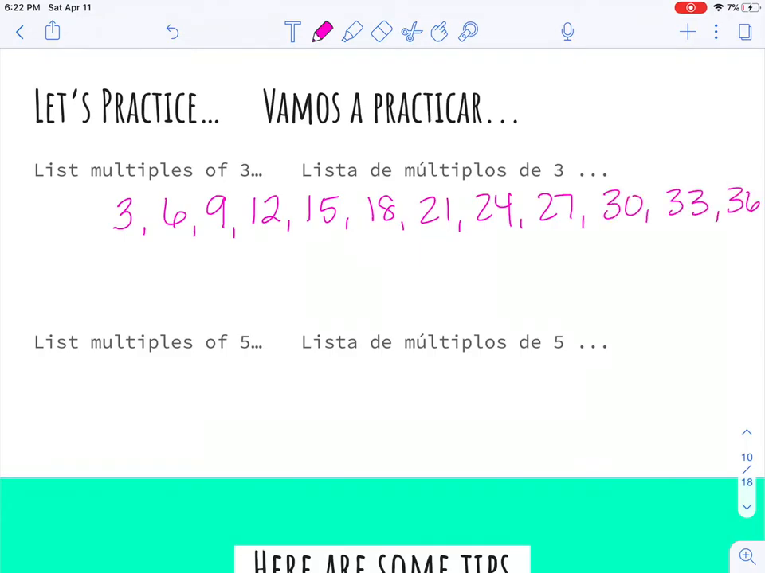You could just keep going. I'm going to stop there because I ran out of space. So all of these are multiples of 3 because I can multiply by 3 and get them as the product, or the answer to the problem. If I can count by 3 and land on that number, that is a multiple of 3.